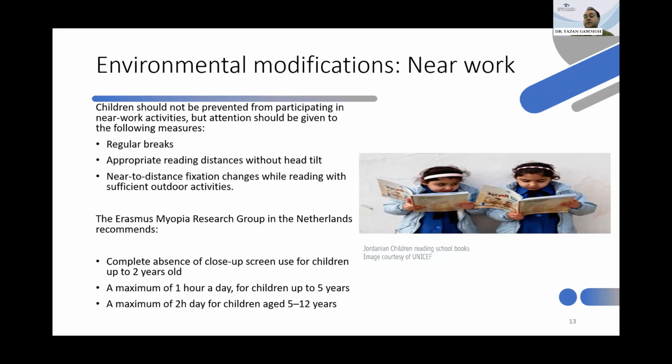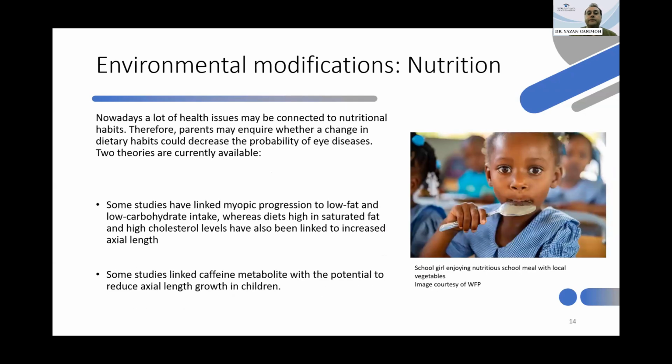Anyway, the Erasmus Myopia Research Group in the Netherlands do recommend complete absence of close-up screen use for children up to 2 years old. I'm using this platform to urge you to talk to your patients, your parents, not to use any screens under the age of 2. Probably a maximum of an hour for children up to 5 years, maximum of 2 hours of screen time after school, of course, between the ages 5 and 12.